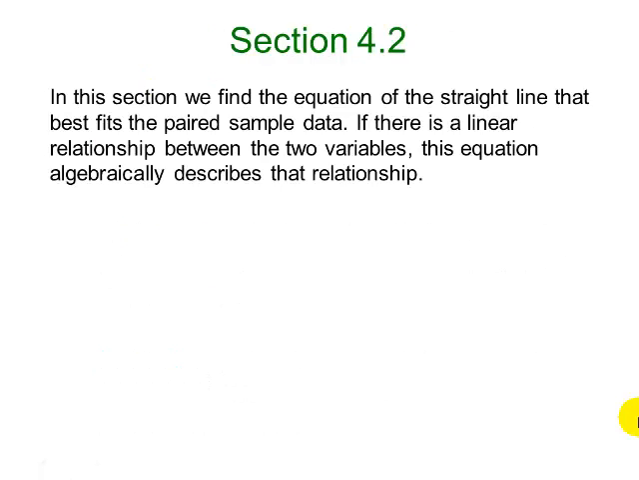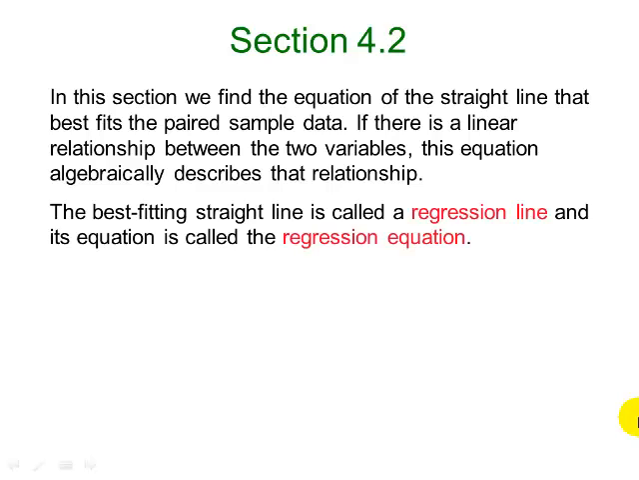Okay, now let's go on to section 4.2. In this one, we're going to find the equation of the straight line that best fits our paired sample data. If there is a linear relationship between the 2 variables, this equation will algebraically describe that relationship. This best fitting straight line is called a regression line, and its equation is called the regression equation.